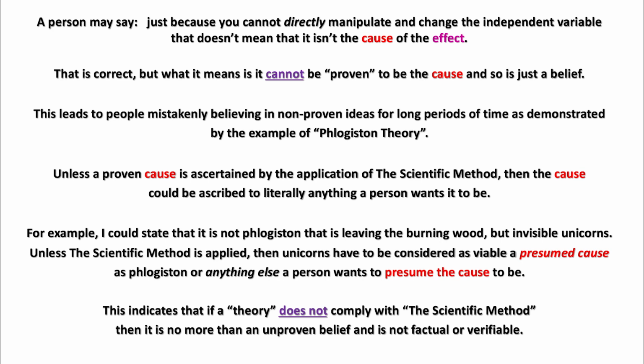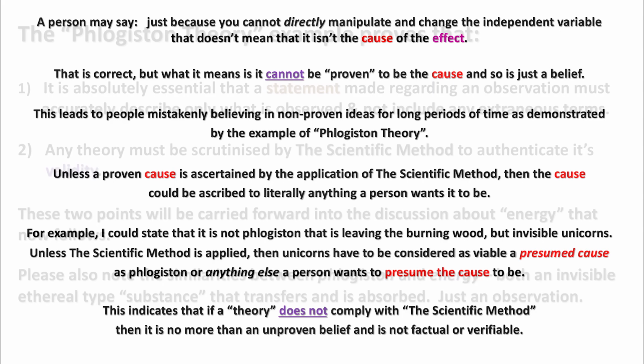Unless a proven cause is ascertained by the application of the scientific method, then the cause could be ascribed to literally anything a person wants it to be. For example, I could state that it is not phlogiston that is leaving the burning wood, but invisible unicorns. Unless the scientific method is applied, then unicorns have to be considered as viable a presumed cause as phlogiston or anything else a person wants to presume the cause to be. This indicates that if a theory does not comply with the scientific method, then it is no more than an unproven belief and is not factual or verifiable.